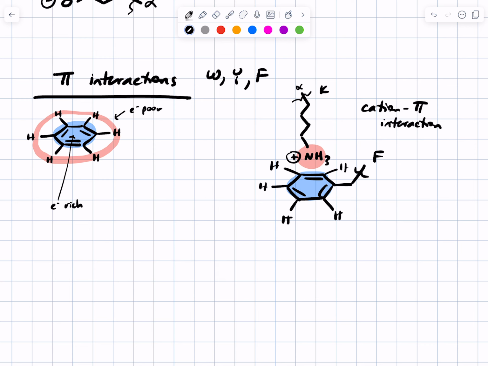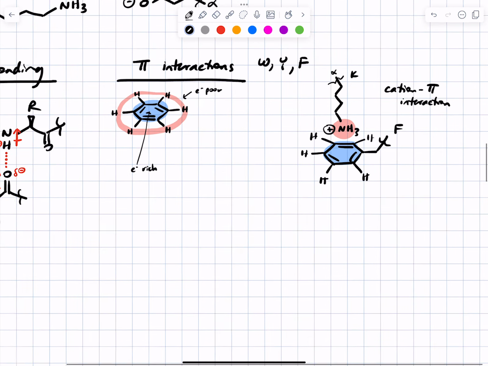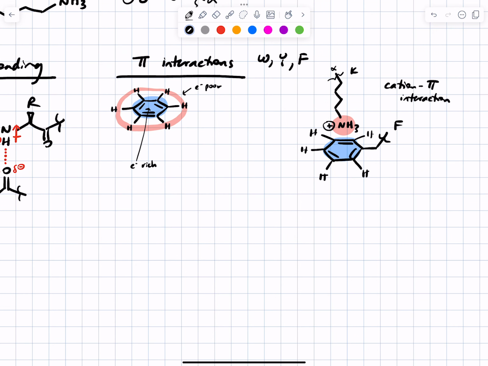They're actually important in acetylcholine receptors and acetylcholine esterases, and they're actually found tons and tons in proteins. Most proteins have at least one cation-pi interaction.